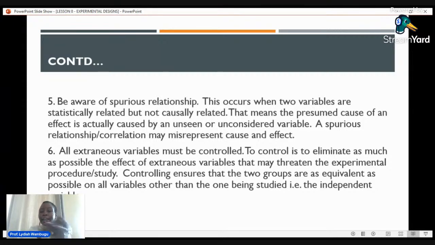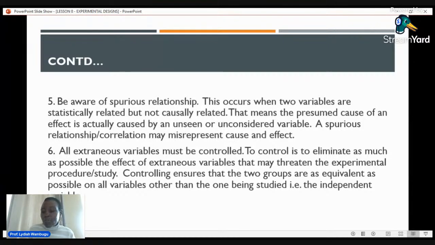So there are many other factors that would bring you the good performance, and that is what we are calling extraneous variables. So I can only confidently say that teaching brought the good performance if I have been able to remove all extraneous variables so that the groups can be as equivalent.